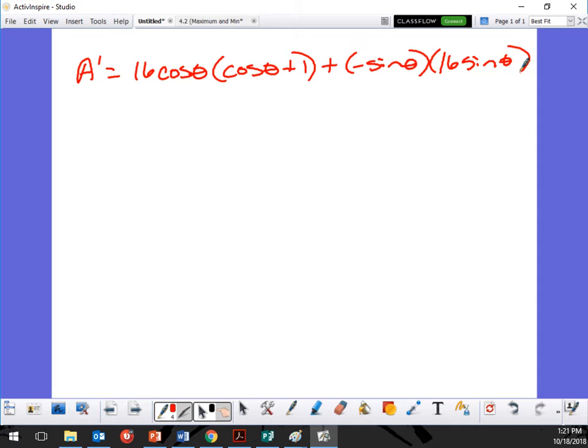So let's go through and actually do some multiplication and put it all together. So A prime is going to be 16 cosine squared theta, right? Plus 16 cosine theta minus 16 sine squared theta.